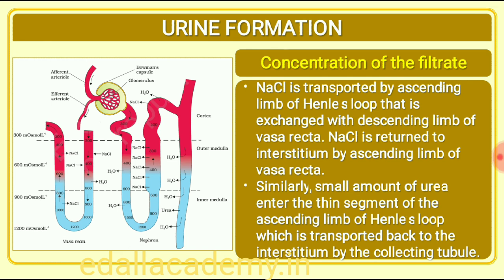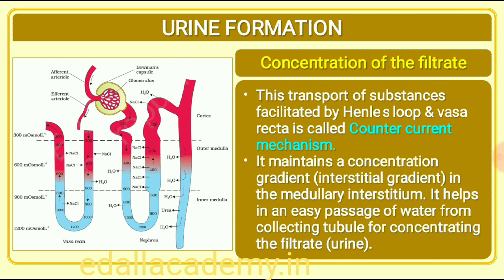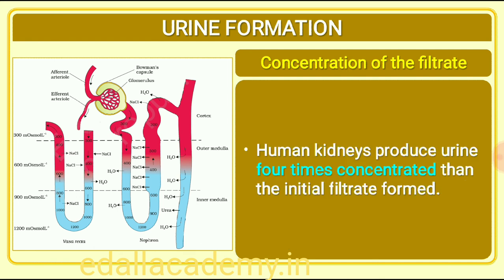Similarly, small amounts of urea enter the thin segment of the ascending limb of Henle's loop, which is transported back to the interstitium by the collecting tubule. The above described transport of substances facilitated by the special arrangement of Henle's loop and vasa recta is called the countercurrent mechanism. This mechanism helps to maintain a concentration gradient in the medullary interstitium. Presence of such interstitial gradient helps in an easy passage of water from the collecting tubule, thereby concentrating the filtrate, urine. Human kidneys can produce urine nearly 4 times more concentrated than the initial filtrate formed.